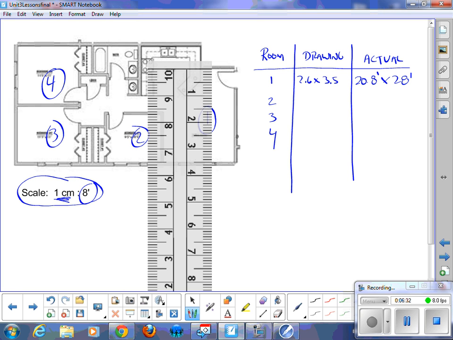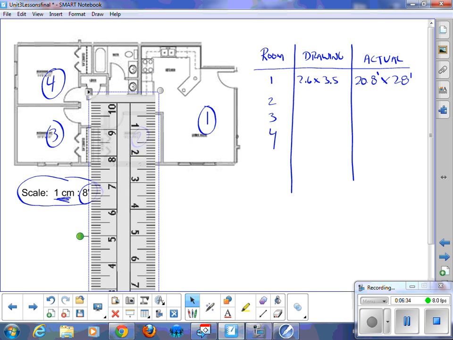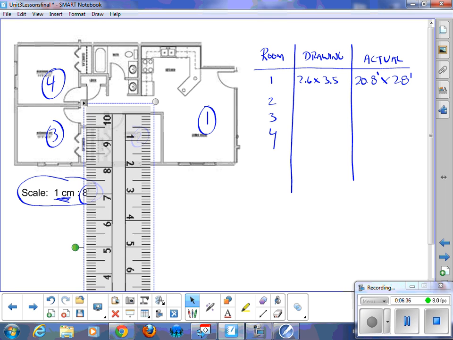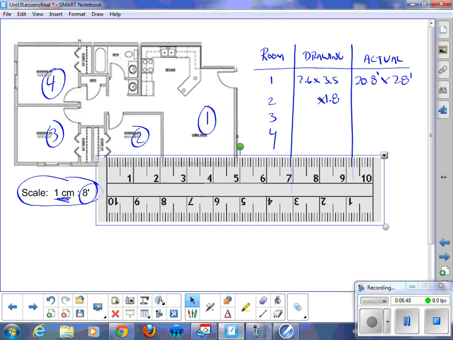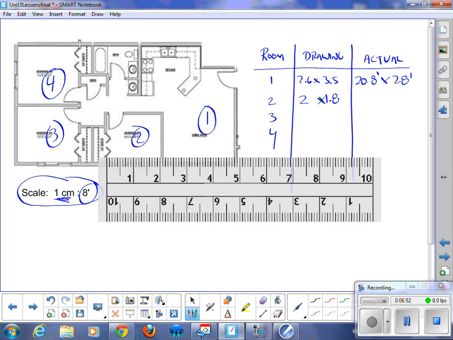All right, so one more. I'll do room number 2. The ruler's already that way, so I'll leave it there. So that's 1.8, let's call it. 1.8. And if I flip it around so I get the other dimension, I'll go to the closet door. Pretty much just straight on the nose with 2. Multiply that by 8. That bedroom is 16 by 8 times 1.8. A little bit more reasonable, 14.4 feet.